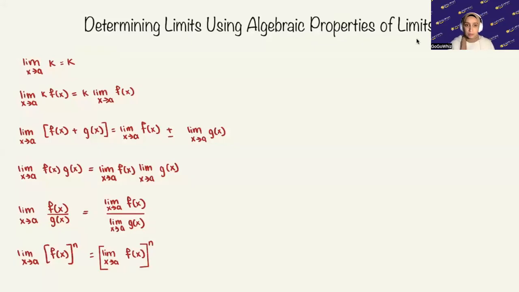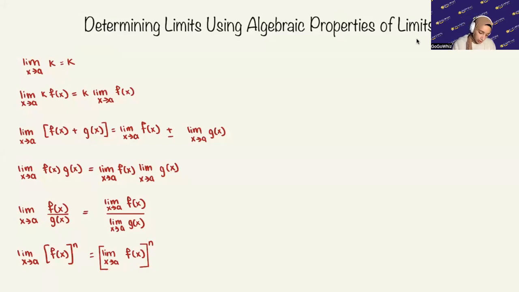Hi, everyone. Now, when we're determining limits using algebraic properties, I know that this looks like a lot, but it's actually very intuitive. If we look at this first one, it's saying that the limit as x approaches a of a constant k is equal to k.